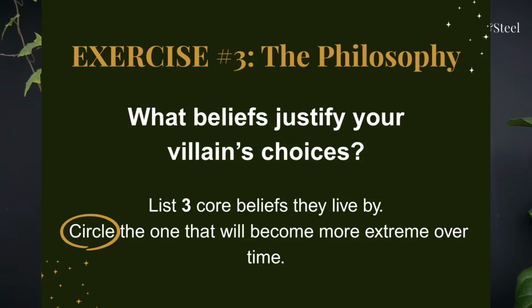Stage 3 is the philosophy. So this is the most important stage, in my opinion. It's essentially their whole belief system. It's the story that they tell themselves to justify everything. In Voldemort's case, he believes that love is dangerous, that fear is effective, that weakness must be eliminated, and that purity determines worth. And that philosophy hardens as he gains power. An exercise for you is to list 3 core beliefs that your villain has, and then circle the one that's going to get more extreme over time.